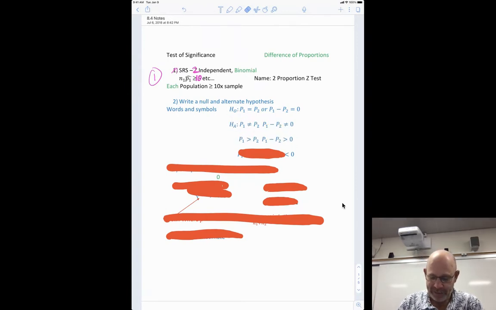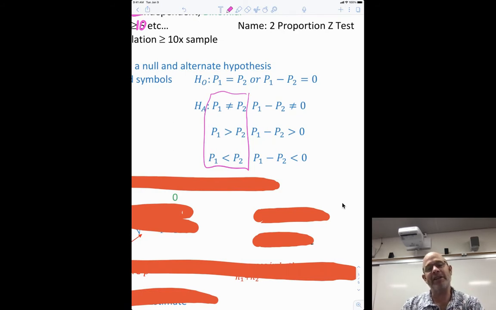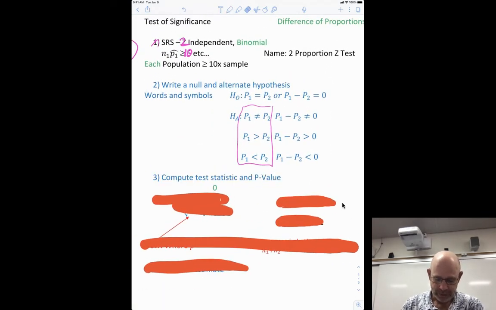The alternate hypothesis, just like the last one, is one of these three: P1 is not equal to P2, P1 is greater than P2, or P1 is less than P2. It depends on the context of the problem. You can also write those mathematically like I just did there, by subtracting from each side and putting in a 0. Doesn't matter which way. Just like before, you compute the test statistic and the p-value.